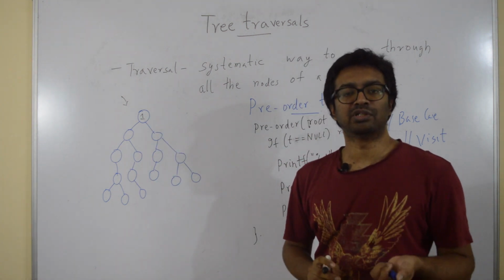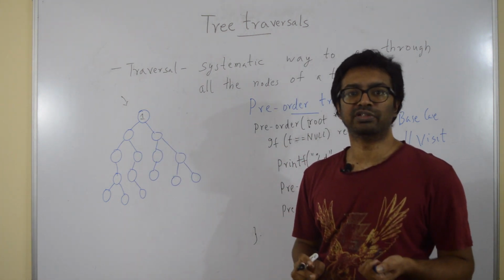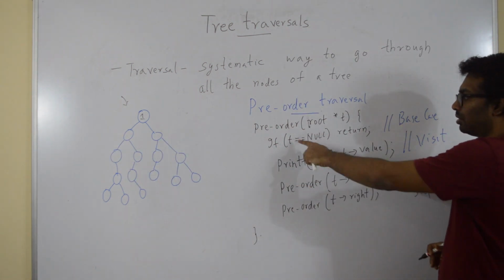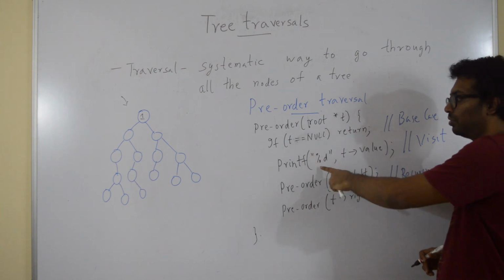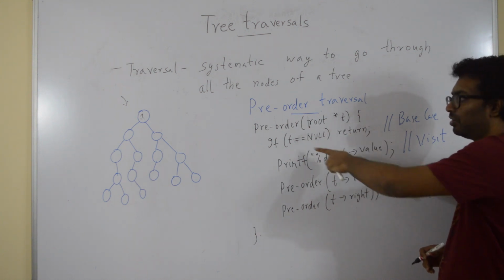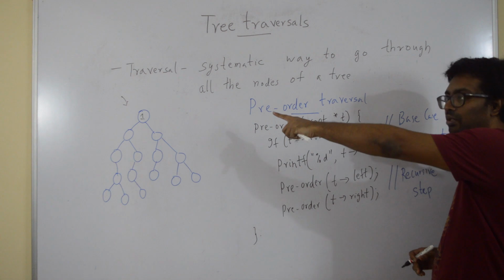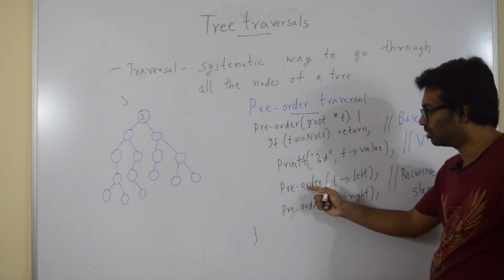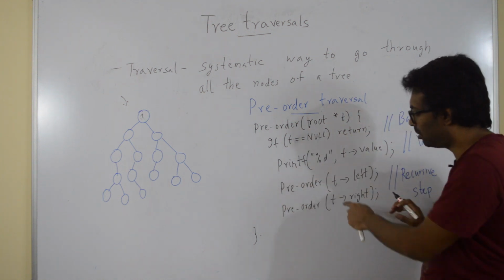What is the second node which is going to be visited? The second node which is going to be visited is its left subtree, right? So you come here, you visit the root first, you print the value there. That's your visit, you're going to write 1 there. Then you go to its left subtree, you're going to do a pre-order on its left subtree. So pre-order t dot left.